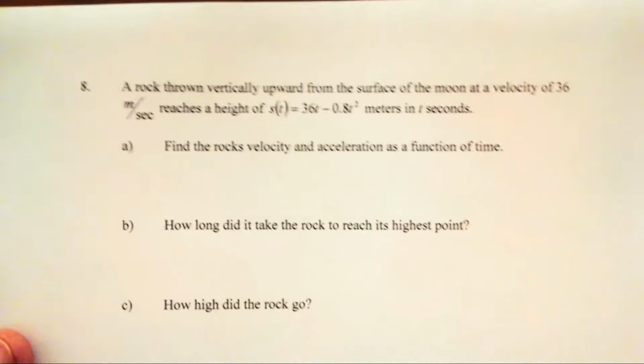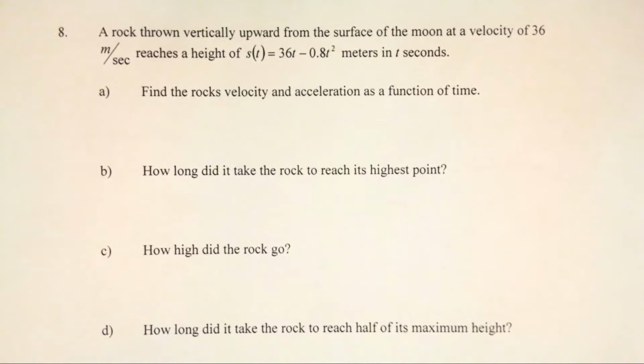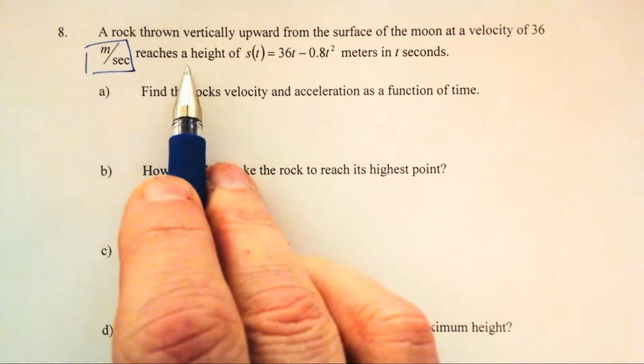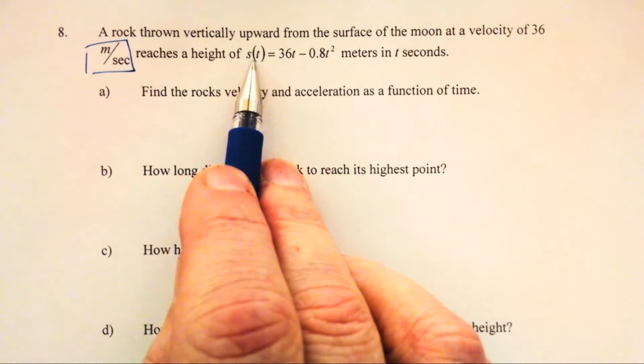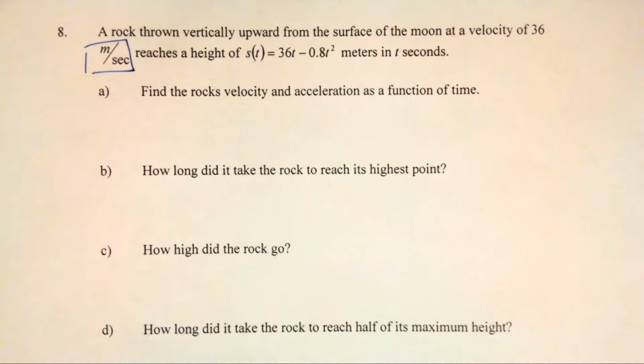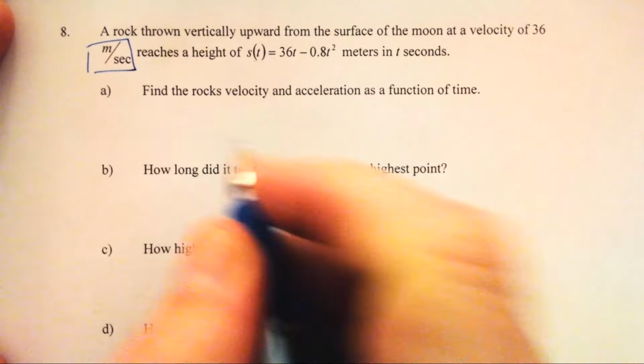Number 8, we've got a rock thrown vertically from the surface of the moon at a velocity of 36 meters per second, so we'll come back and deal with meters and seconds, reaches a height of position s(t) equals 36t minus 0.8t squared meters in t seconds. Find the rock's velocity and acceleration as a function of time.